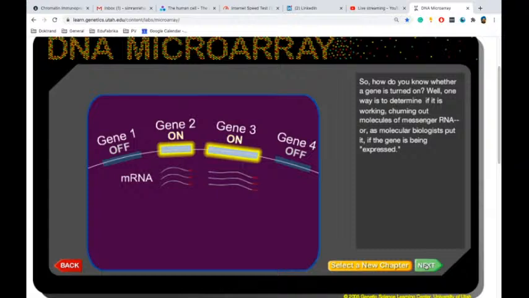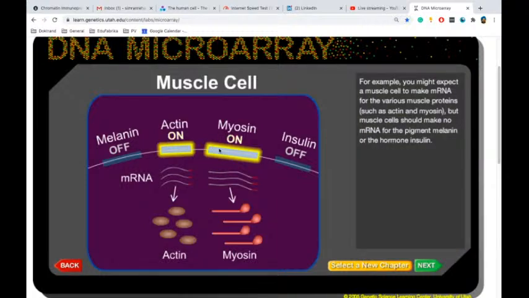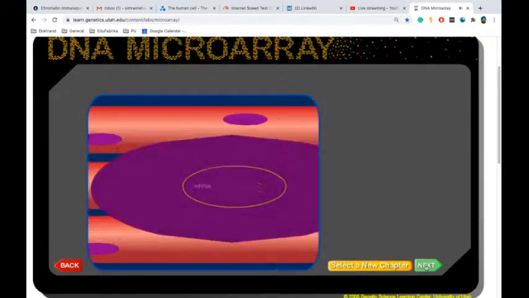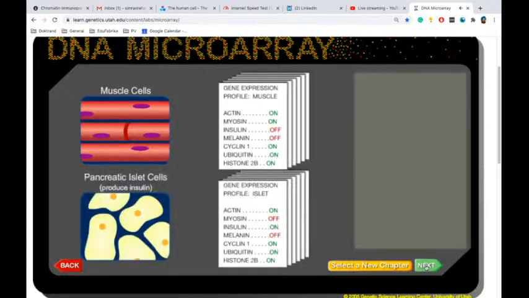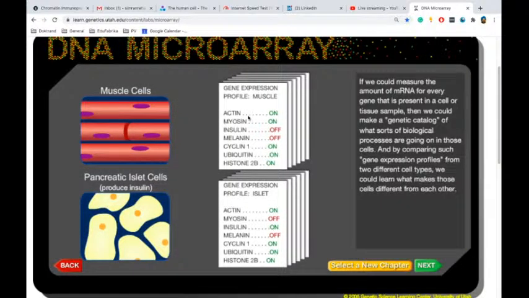So how do you know whether a gene is turned on? One way is to determine if it is working, churning out molecules of messenger RNA, meaning the gene is expressed. Actin and myosin are on genes, genes 2 and 3, so they will produce actin and myosin with the help of mRNA. These are your proteins. Whereas melanin and insulin are off, so they will not do anything. That was happening in the muscle cells. The same is not the case in the pancreatic islet cells, where myosin and melanin will be off, but the rest of the genes will be on.